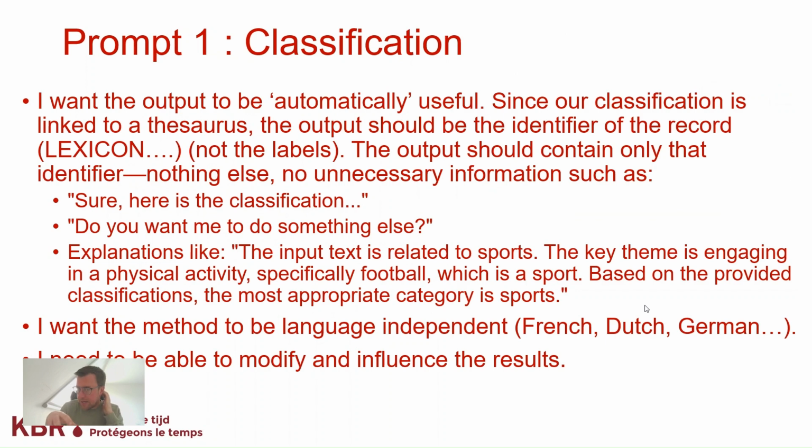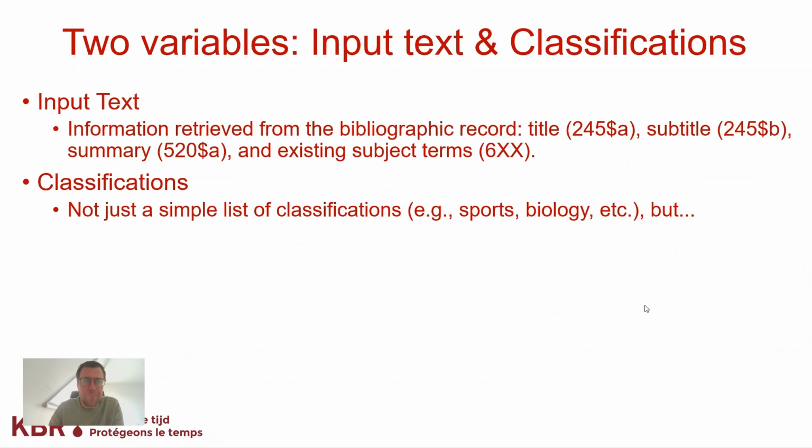That's the first thing. Second thing, we also want that it's language independent. So we have a lot of books in French, Dutch, German. In Belgium, we are a multilingual country. So it's important for automatization that we do not have to say this is a French text, this is a Dutch text, but it can interpret all languages. And it's also important that we can modify or influence the results. When it consistently makes an error, that we can say, yeah, for that type of text, please give that classification and not the one you're doing now, for example.